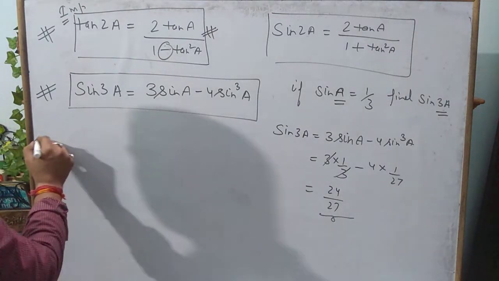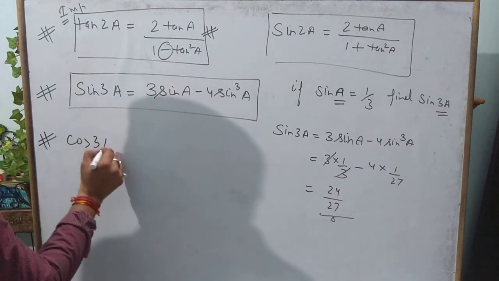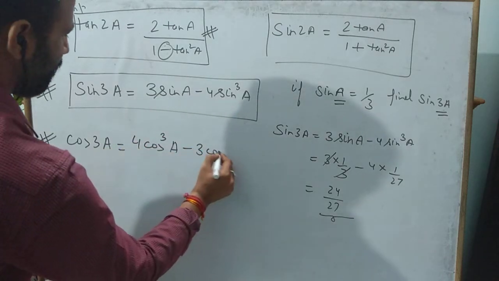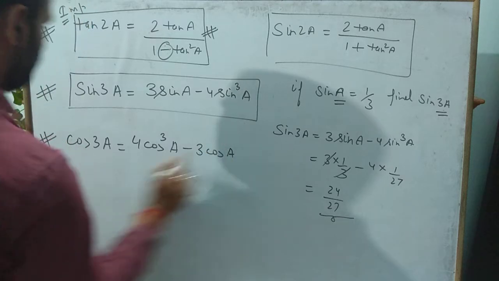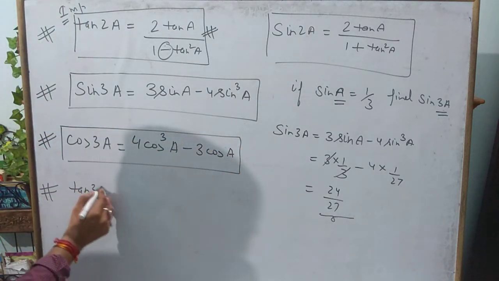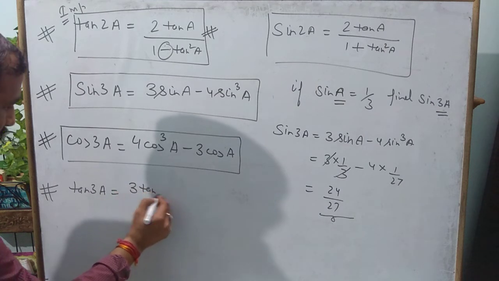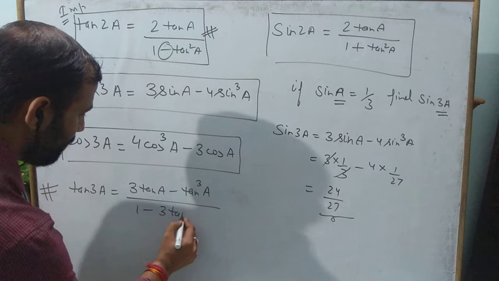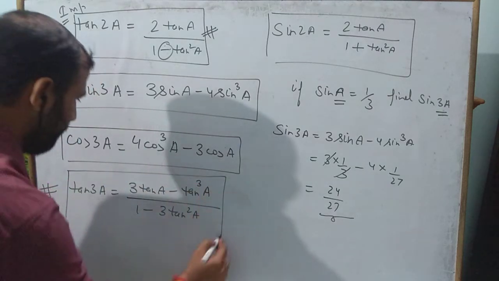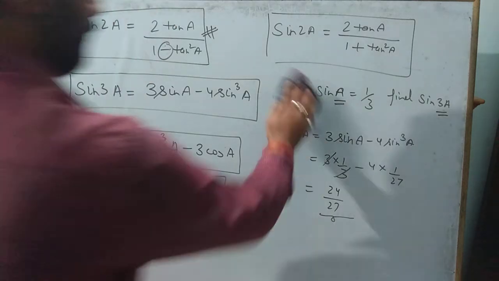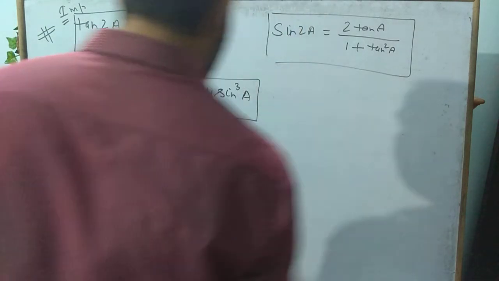Again, the formula of cos 3A is 4 cos cube A minus 3 cos A. This is the formula of cos 3A, and next is tan 3A. So it is 3 tan A minus tan cube A upon 1 minus 3 tan square A. This is the formula: tan 3A is 3 tan A minus tan cube A upon 1 minus 3 tan square A.